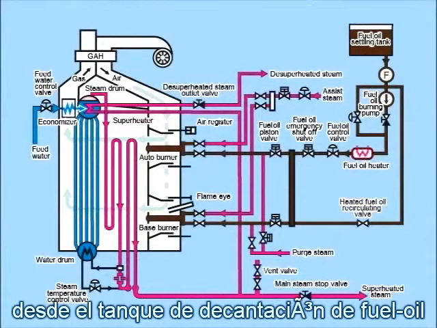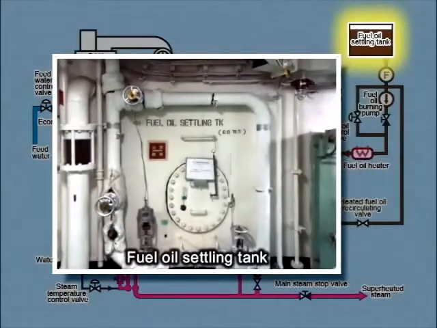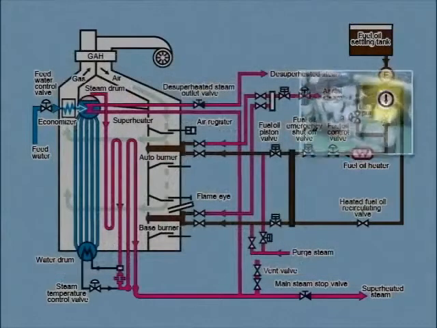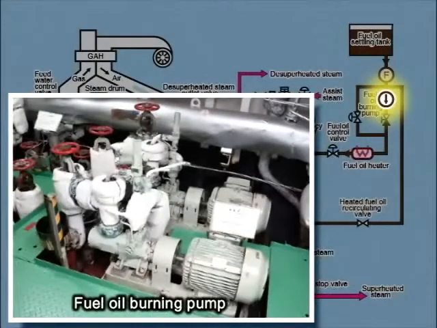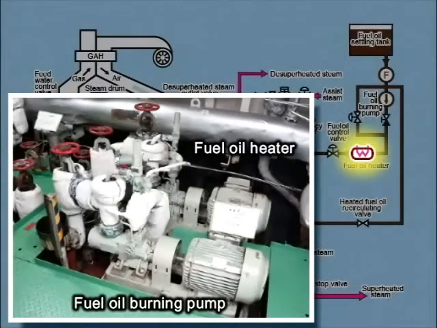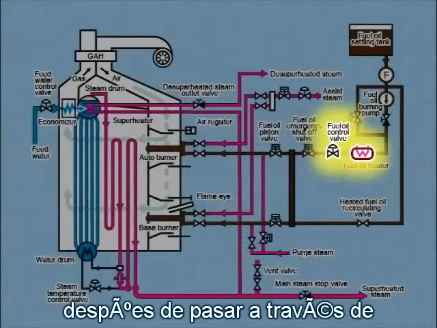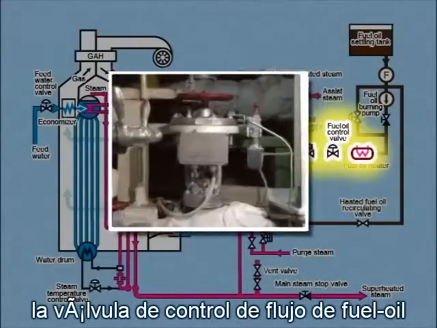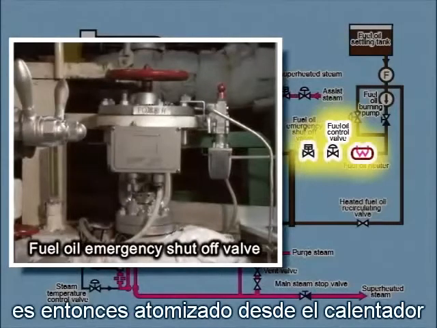Fuel oil is supplied from the fuel oil settling tank, pressurized by the fuel oil burning pump and heated by the fuel oil heater. After passing through the fuel oil flow control valve and fuel oil emergency shutoff valve, it's then atomized from the burner.